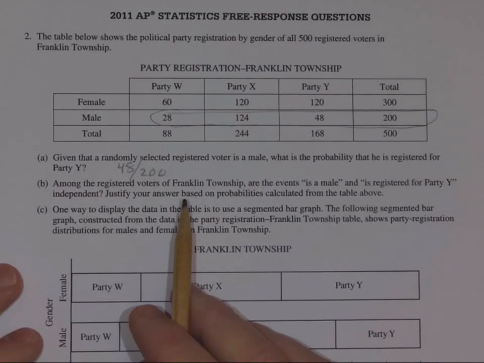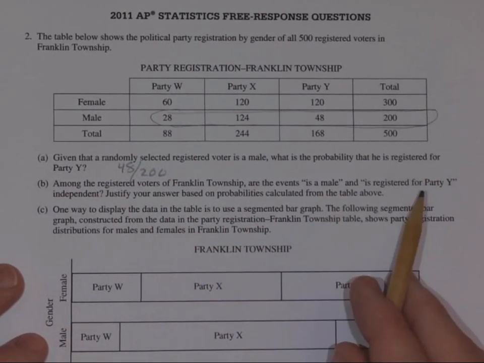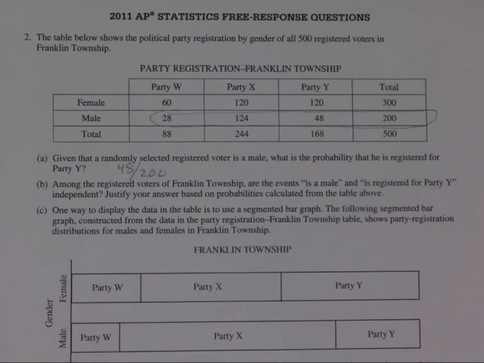And it asks, among the voters, is being a male and registered for party Y independent? Well, there's two independence formulas that you have to know. All right, and so I did it both ways. You could do it one of two ways in essence.